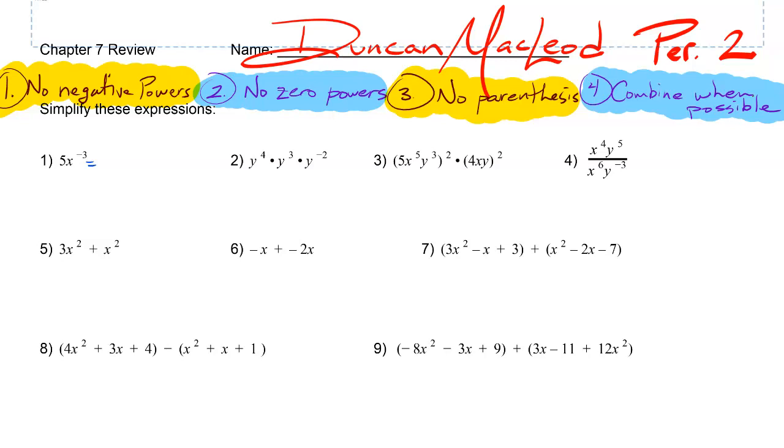Very close. So the negative 3 power is only on the x, so the only thing we would move is the x. Yep. So the 5 would stay where it was. And that's kind of all it's asking you to do for question 1 anyway. Okay, nice job. Ben, how about number 2?